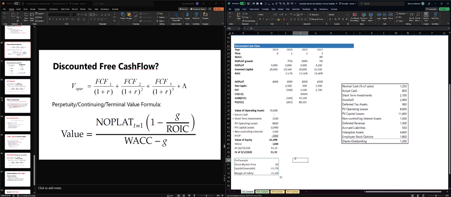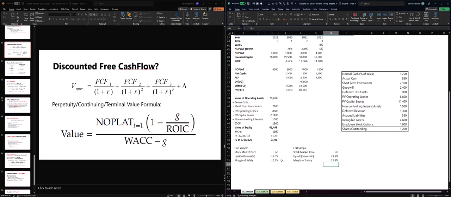Well, let's do another example. Let's say the stock market price right now is $40. What is our upside? Our upside would be almost 30%, right? Because basically $12. You increased by $12, 30%. Well, your margin of safety, what is my buffer zone? 23%. So that's how you calculate.